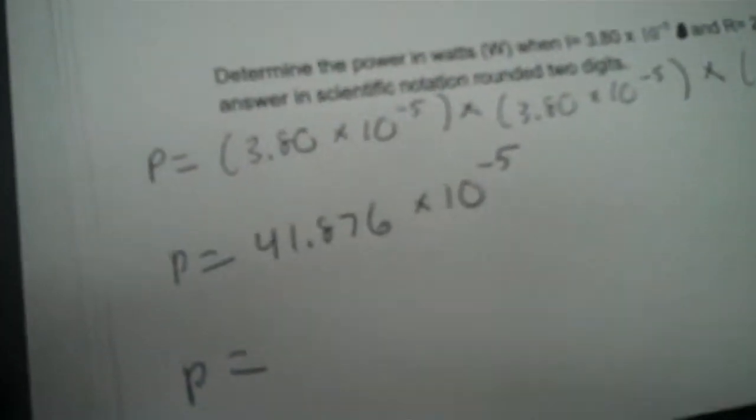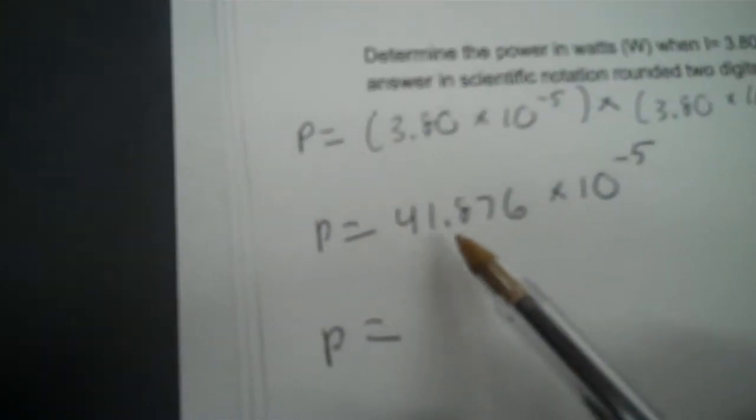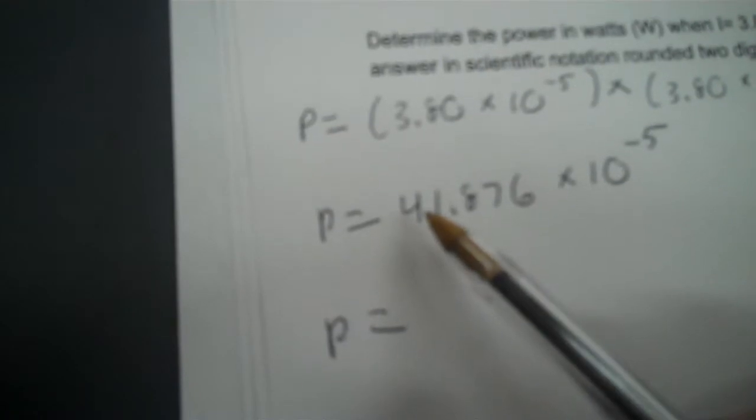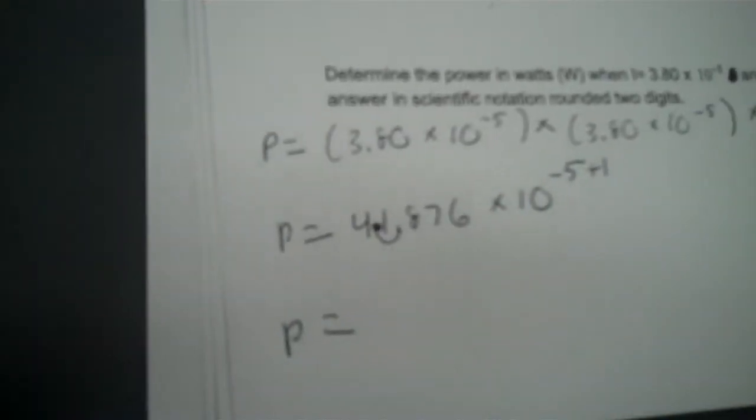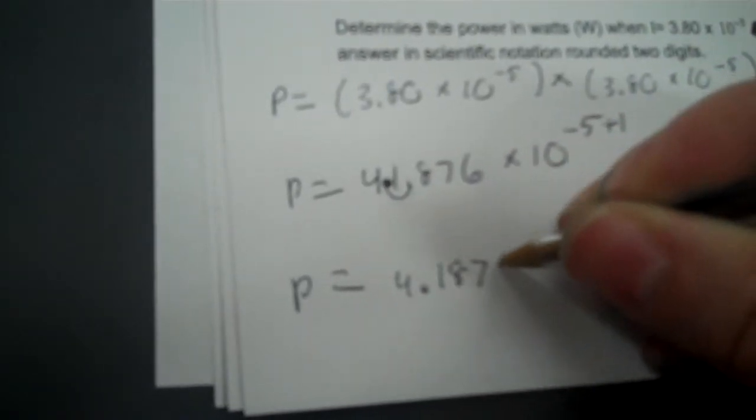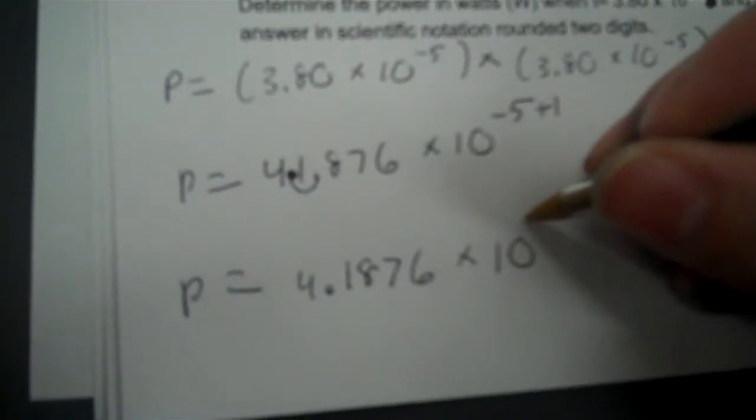You either give the answer in scientific notation. That means you don't do what we did up here. Scientific notation means you got to make sure the decimal's in the right place. The decimal's here, but there can only be one digit before the decimal, so we need to move it here. So I put a 1 next to the negative fifth power, and since I went to the left, I add 1. Okay, so I have 4.1876 times 10 to the negative fourth power.